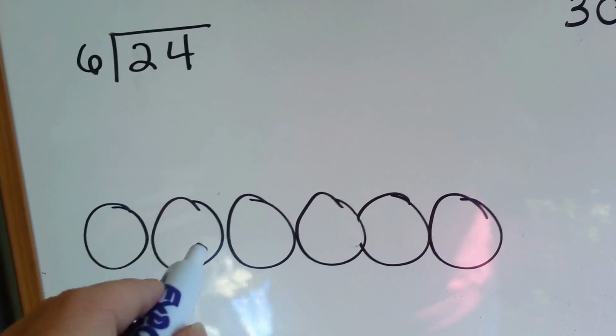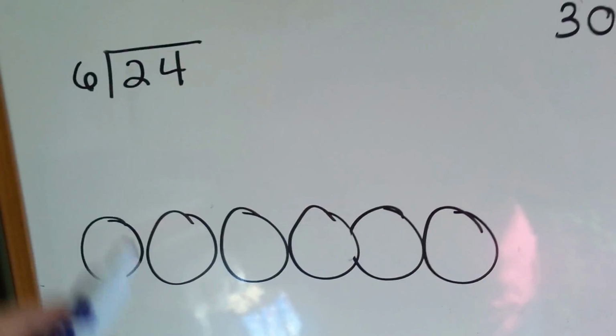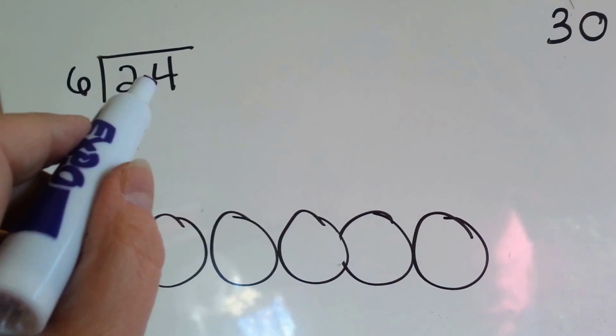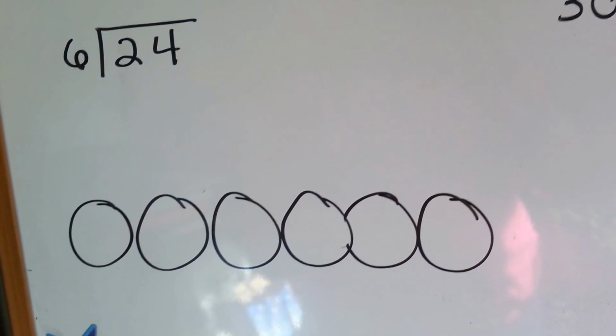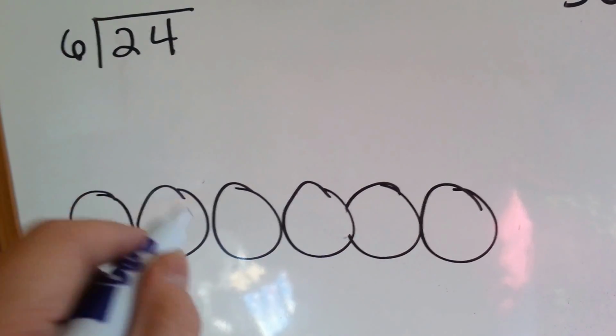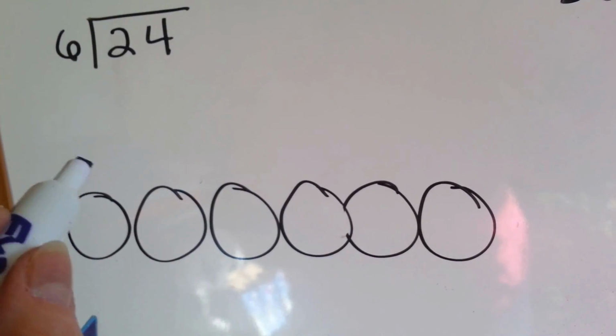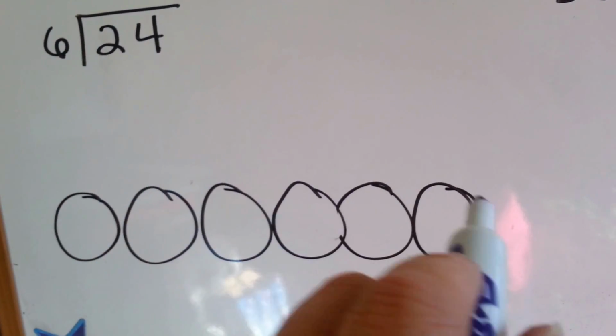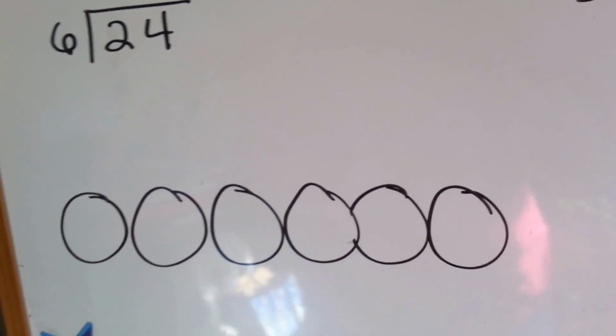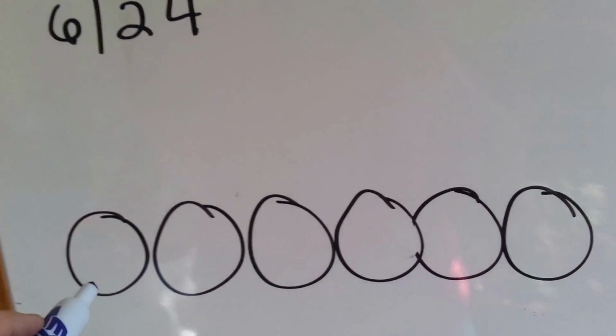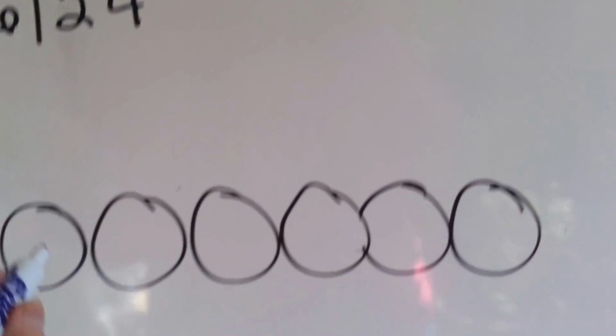Well, I've got 1, 2, 3, 4, 5, 6 groups, and we're going to count to 24 taking turns with each group. You can't put them all in one group and then put them all in another group. You got to go this one, this one, this one, this one, this one, this one, and then back to this one and take turns, okay? I'm going to go to 24, all right? So we got 6 groups.